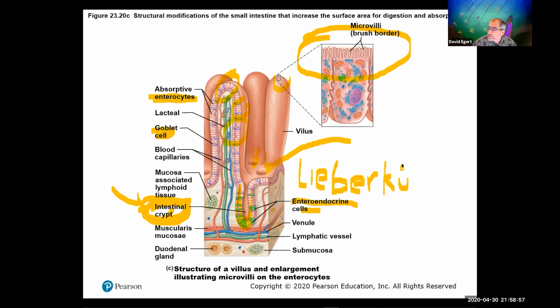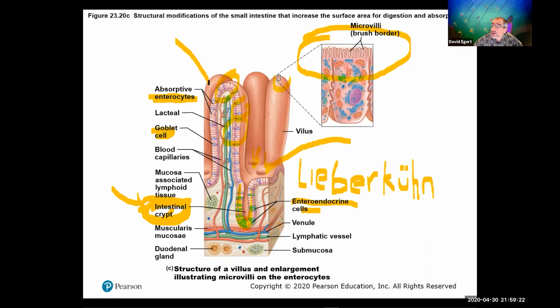You've got to use the umlaut. So when you pronounce it, you have to say Lieberkühn. So the intestinal crypts of Lieberkühn are the ones where you've got new cells migrating up, and there are some cells making hormones, etc.